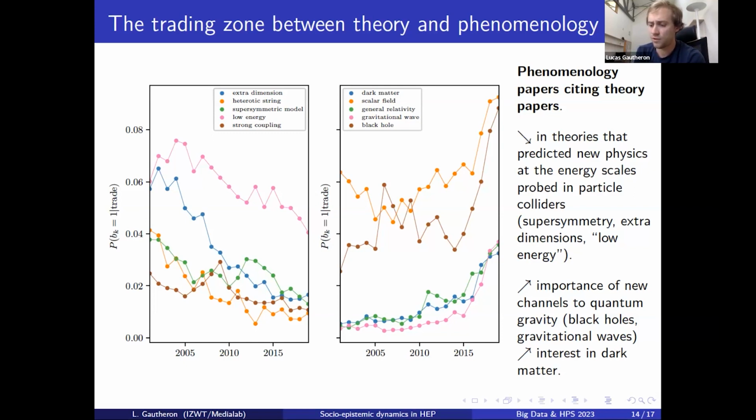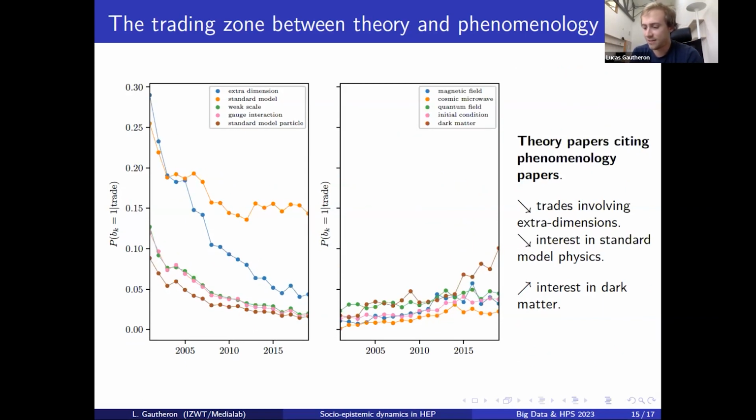To the left, we observe a decline in theories that projected new physics at the energy scales probed in particle colliders: supersymmetry, extra dimensions, and the low energy limit of higher theories. Indeed, the LHC and previous experiments have challenged such models. And to the right, we see the increasing importance of new channels to quantum gravity, such as black holes and gravitational waves, for which new experimental opportunities have been opened up recently. We also see the increasing importance of dark matter.